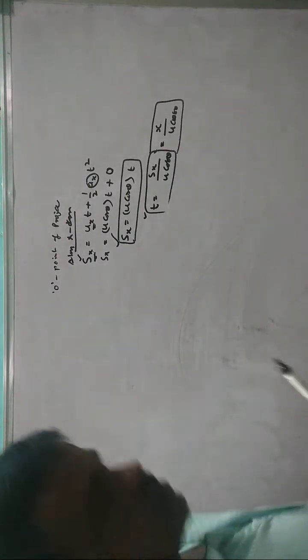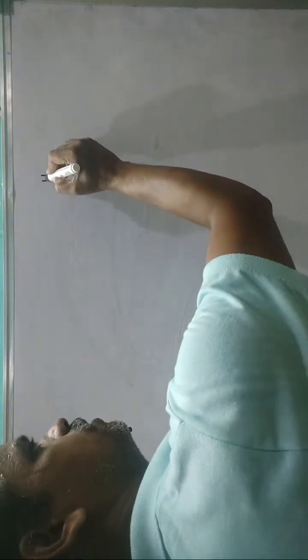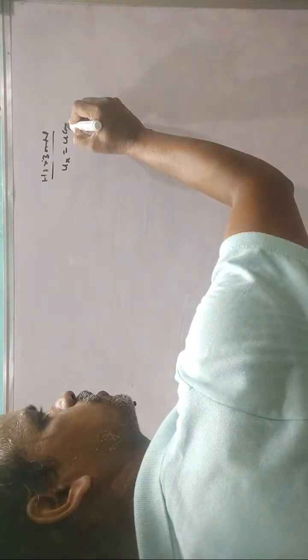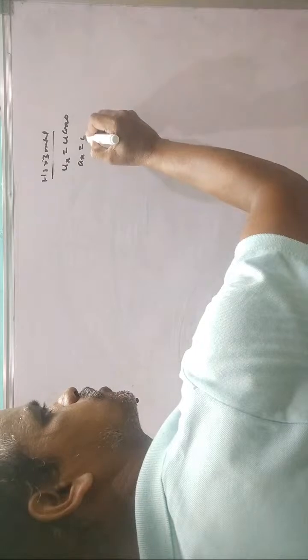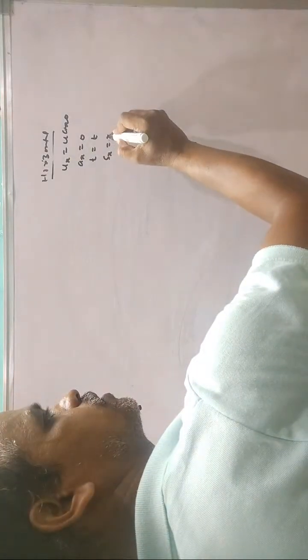See, we discussed horizontal motion. Ux equal to u cos theta. So I am writing just horizontal motion: ux equal to u cos theta, ax equal to 0, t equal to t, sx equal to u cos theta into t.